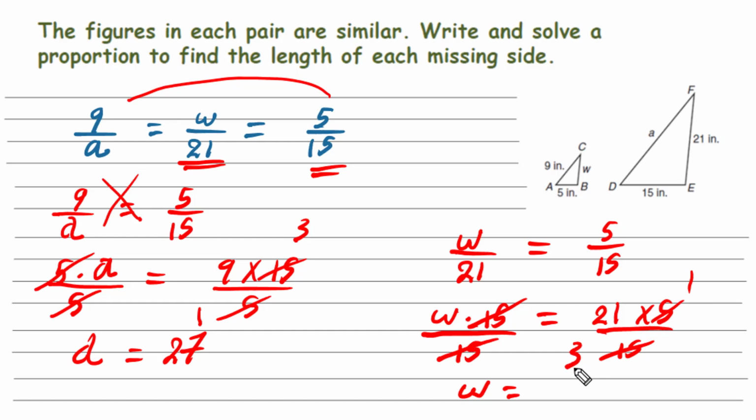Divided by 5 equals 3. 21 divided by 3 equals 7. Now W equals 7. We get now that A equals 27 and W equals 7.